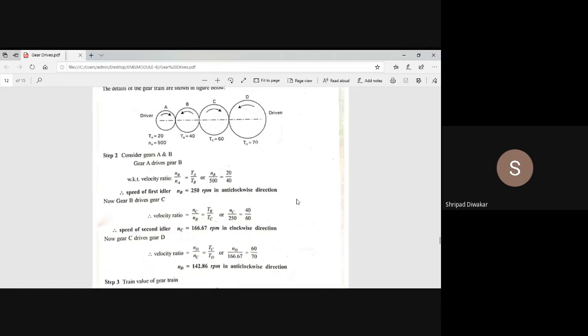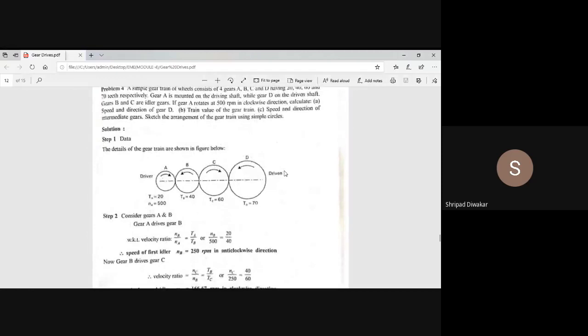And then the last gear, we have to find out what is the speed of the last gear. Same way you have to use the equation ND by NC equals TC by TD. ND we don't know, NC we calculated as 167, TC is the number of teeth on gear C, that is 60, divided by TD, which is 70. So ND we are calculating as around 142.86 rpm in the anti-clockwise direction. Okay, this is how to calculate.